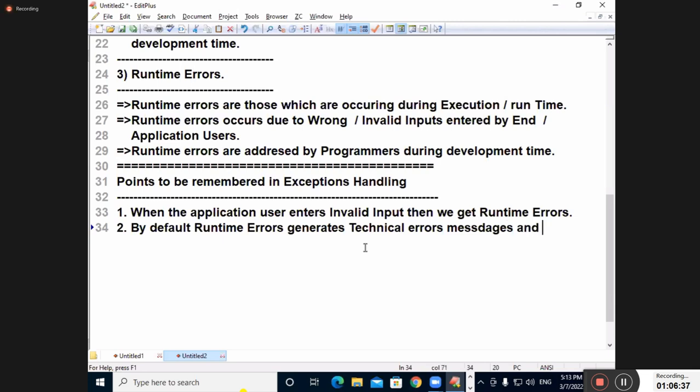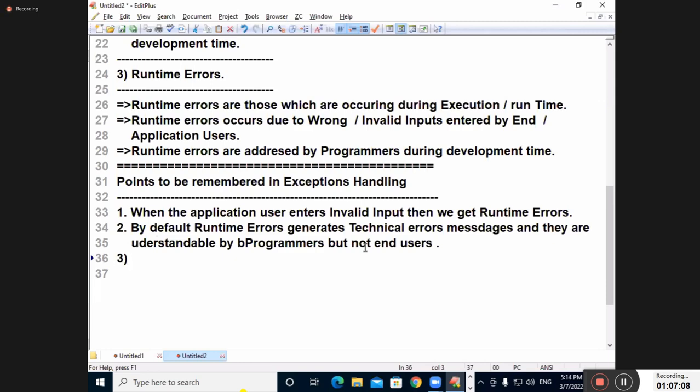And they are understandable by whom? Programmers, but not by end users. This point I would like to write: end users. Clear? Fine. So next I am going to write one more point.